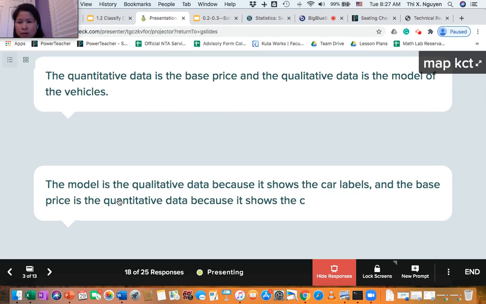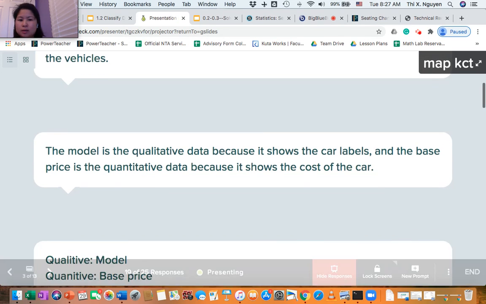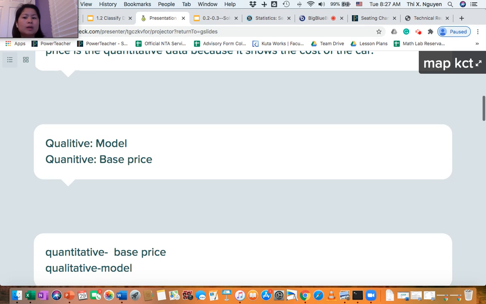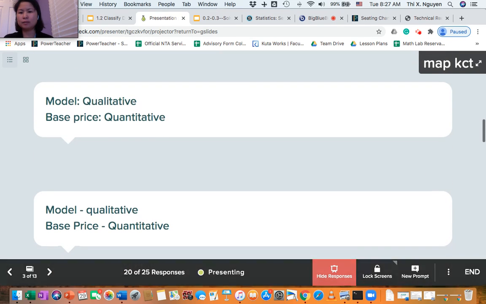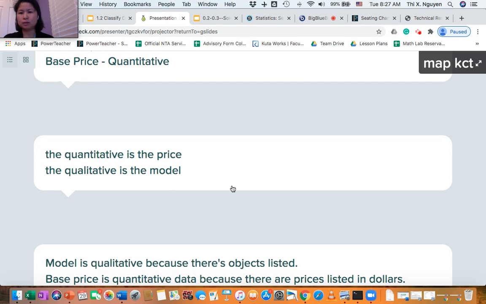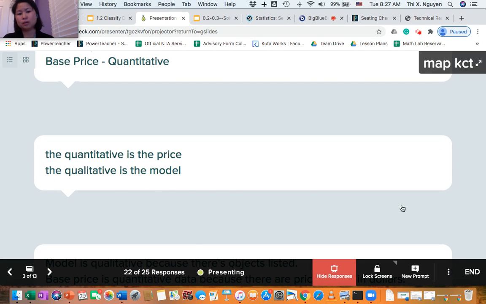Okay, that's good. The model is the qualitative data because it shows the labels, right? The base price is quantitative data. That's good. Even though I move on to the next, for this one, just make sure you type in the answer because at the end of the day, like I said, I can print out and see the report. I can see what you type in, so that would help me a lot. Qualitative, quantitative, good. Price, model. Okay, that's good. I'm not gonna lock the screen, so if you still need to type in, you may.